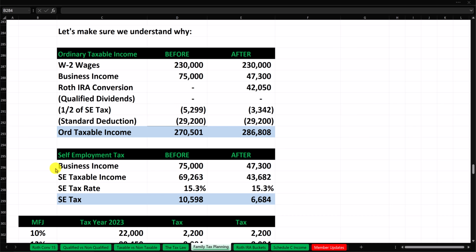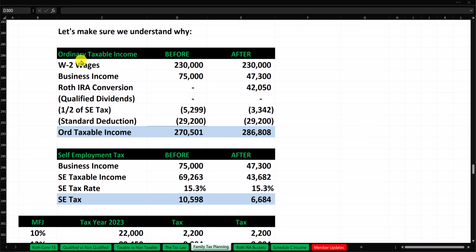So the self-employment tax calculation is pretty straightforward. Here we have our business income, which as you recall was $75,000 before we hired the kids and $47,300 after we hired the kids. Now the amount of your business income subject to self-employment tax is going to be 92.35%. That's just an amount designated by law. So right here, if I just take this number up here and I multiply it by 92.35%, we're going to get the amounts in both cases that are subject to self-employment tax. Then we're going to multiply these numbers by 15.3% and we're going to get the self-employment tax right down here.